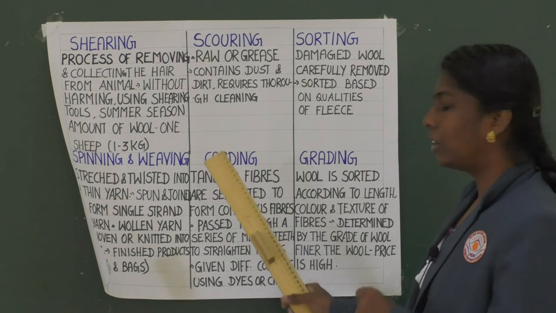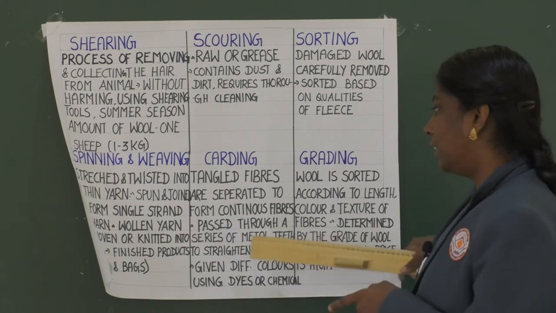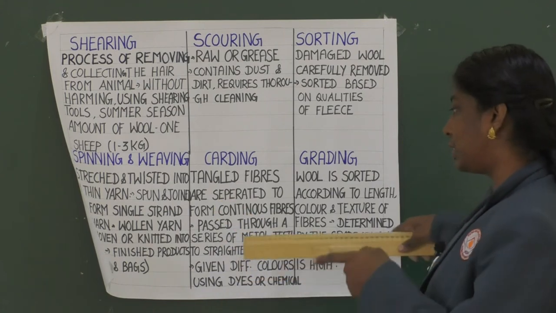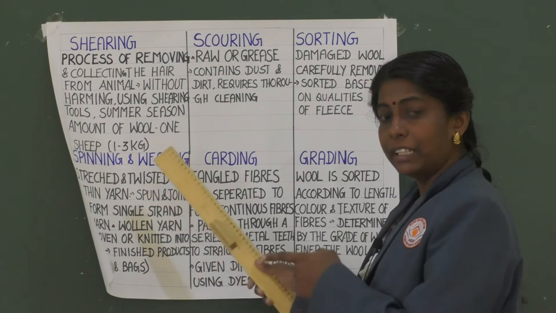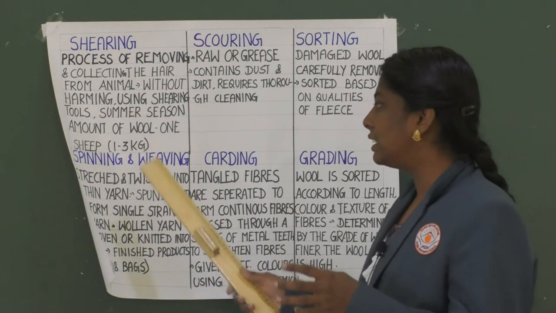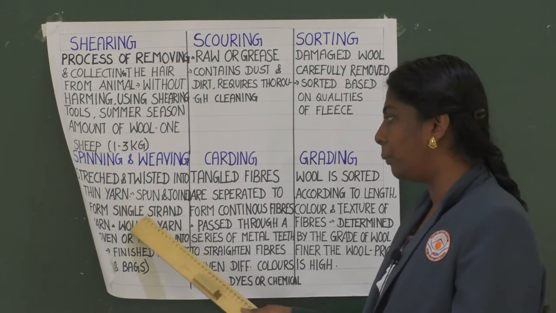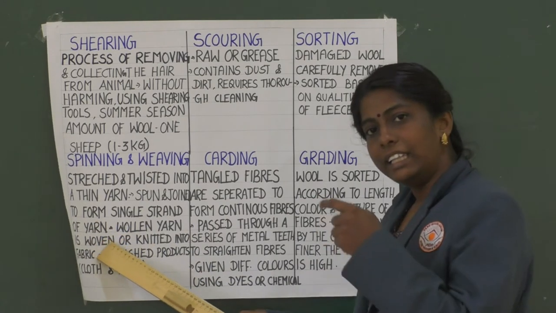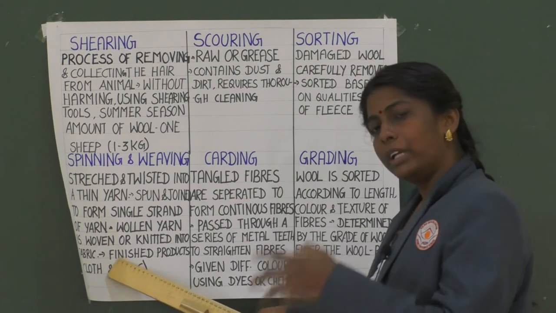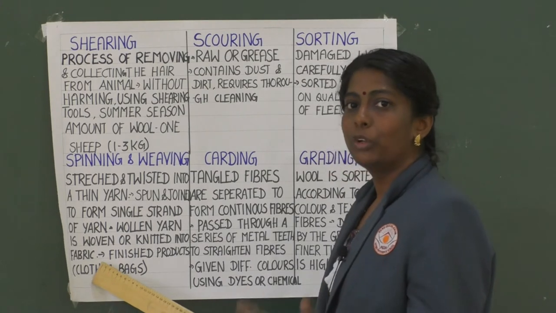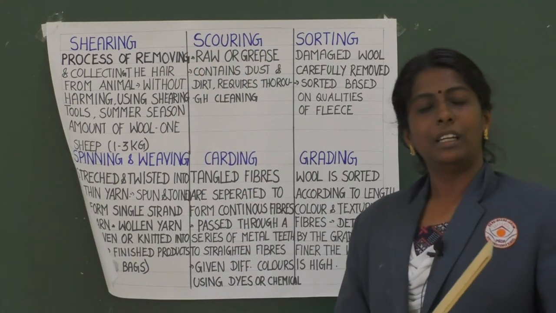And then the next step, carding. Here the tangled fibers are separated, and metal teeth are used to straighten the fibers. After that it's subjected to spinning and weaving. Here the stretched and twisted fibers are made into thin yarn, and then finally into a bundle to form a single strand of yarn. Then you are getting a woolen yarn at the end. From that you are able to produce a fabric. So you can finally make any finished products such as cloth and bags and all. Is that clear? So these are the different steps for processing the fabric.